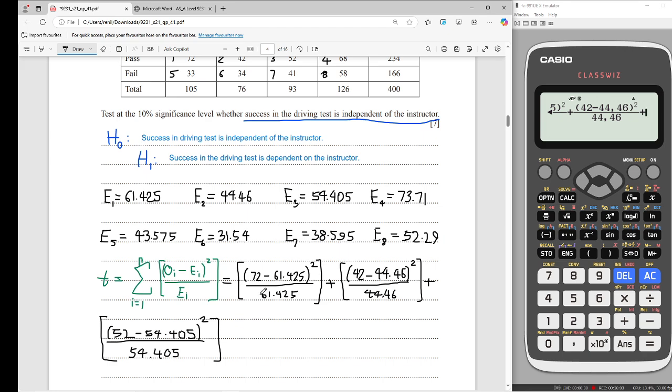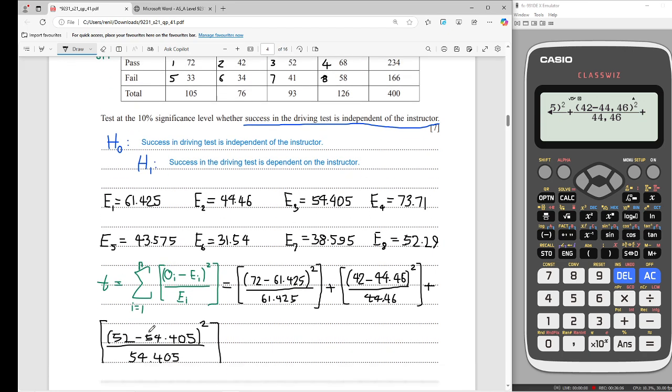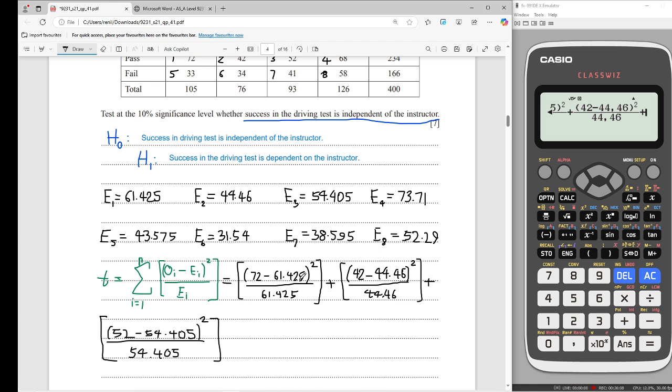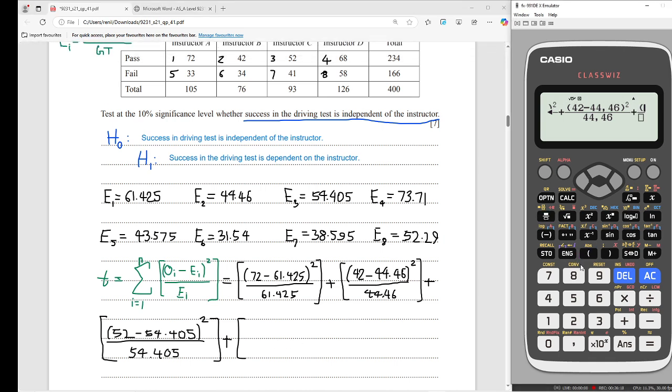Now that we've calculated this for I equals 1, 2, 3, we go on for 4, 5, 6, 7, 8. It's a long and tedious process, but it is not complex, which is much better than many other questions. So 52 minus 54.405, then whole square divided by 54.405.